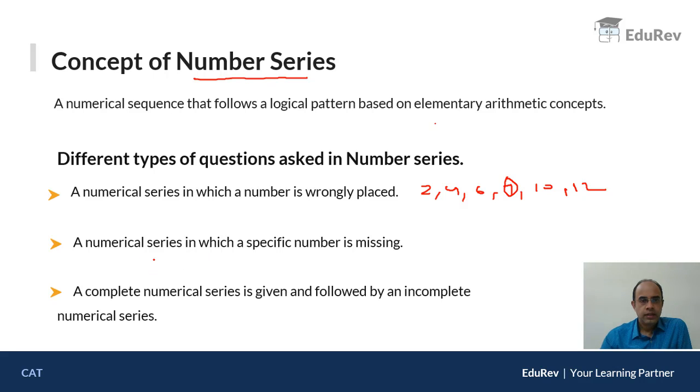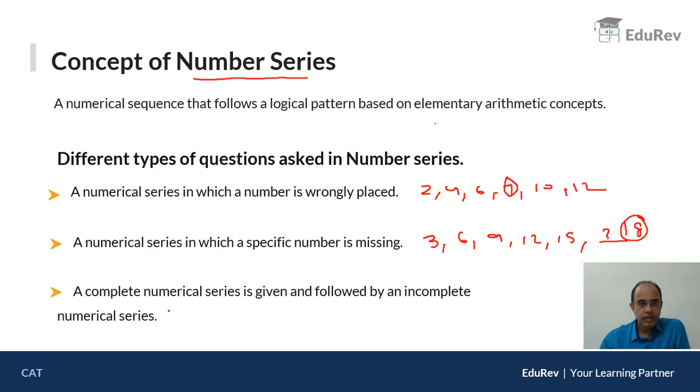Now, second is a series wherein a specific number is missing. The next number of the series is missing. For example, I say 3, 6, 9, 12, 15, and then I put a question mark. And I ask you what will you fill here? Fine. So, since we know there's a gap of 3, this number has to be 18. Such type of questions come in number series.